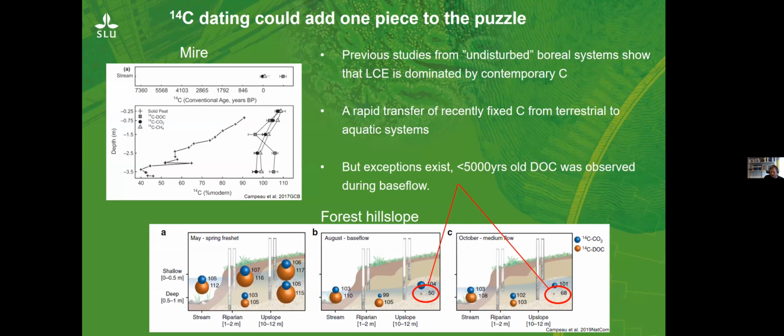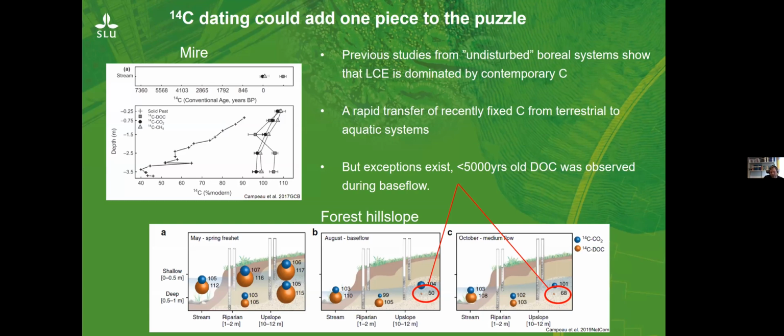That signal was never visible in the stream. If it was a matter of the DOC never reaching the stream, or if it was masked when it reached the stream by all the fresh material, as we are measuring on a bulk sample, we don't know. But there is old stuff sitting here, both in the solid material, of course, but also in some dissolved phases. But as far as we know from now, it seems to stick there, and we don't see it coming out.